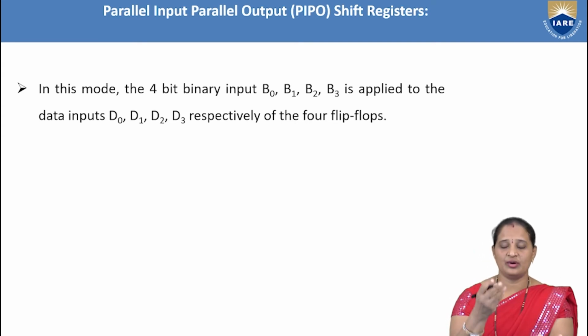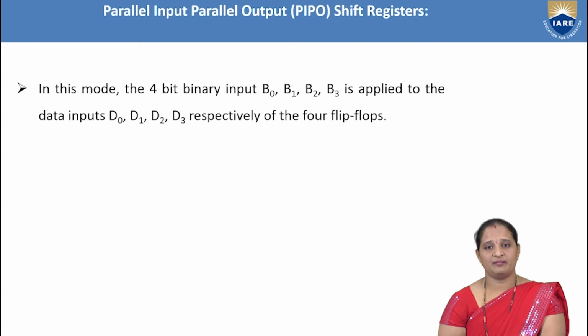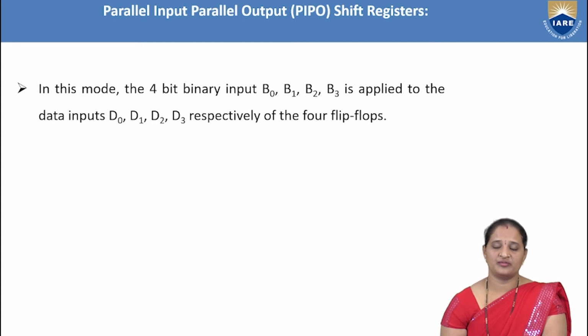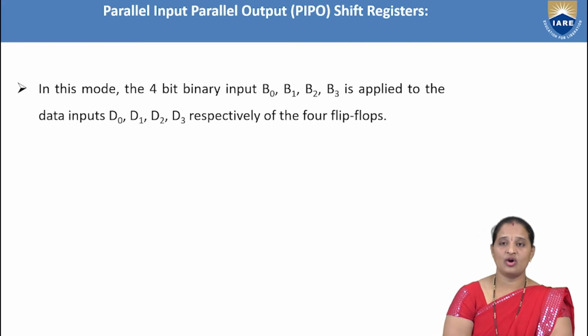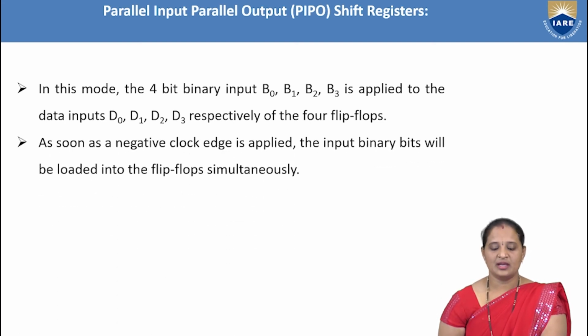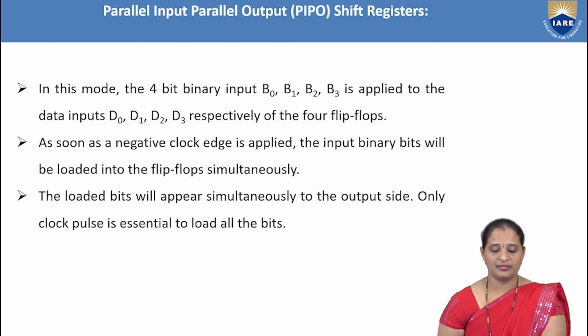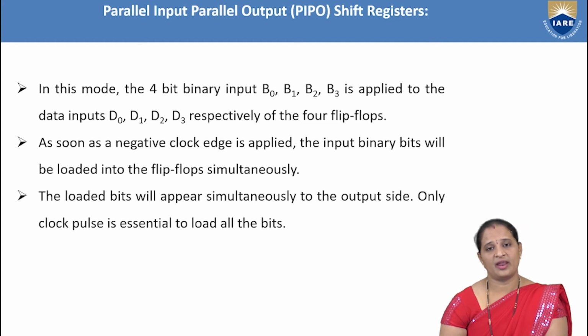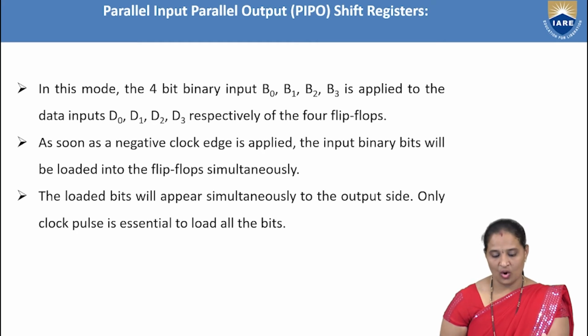That means we are able to load the data all bits at a time parallelly, and even we are able to fetch the data from the register all the bits at a time, and hence we are calling this register as parallel in parallel out shift register. Now let us see the structure of that. Here we are going to cascade all the flip-flops, where all the flip-flops are applied with the same clock. Again we are considering negative edge triggered flip-flops. So that means all the flip-flops will be changing their state during the negative edge of the clock.